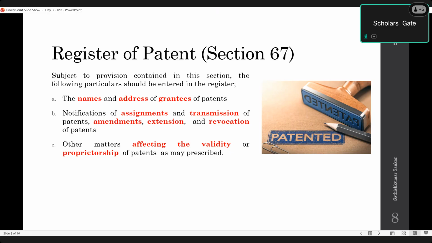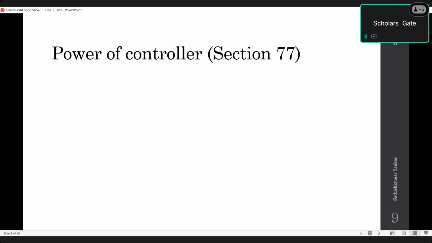Other matters affecting the validity and proprietorship of the patent may be prescribed. These are the most important things we should be aware of: what are the things that will be registered in the patent register.